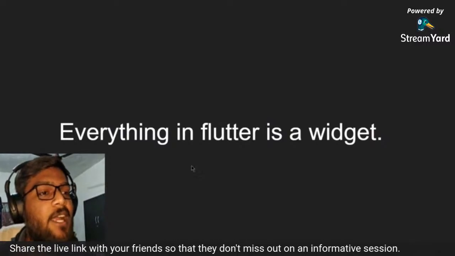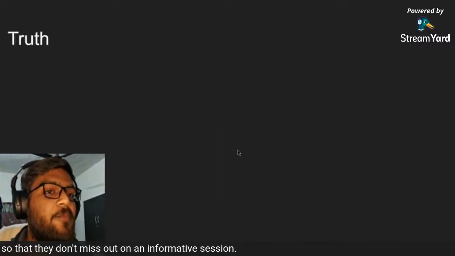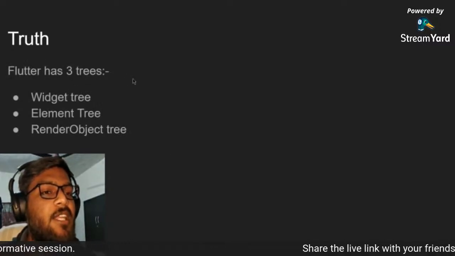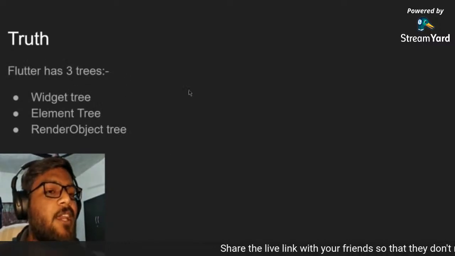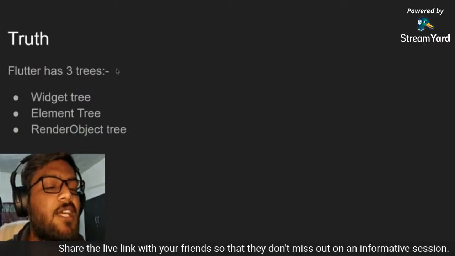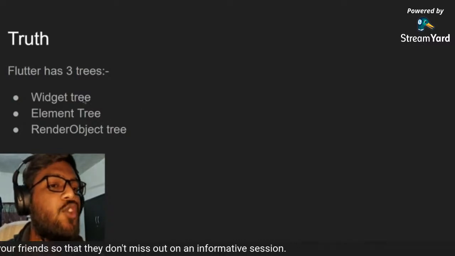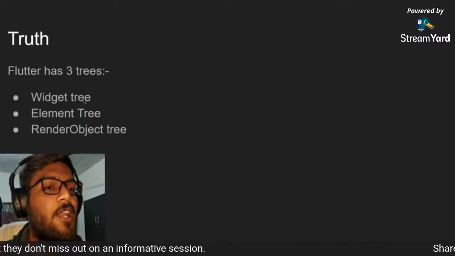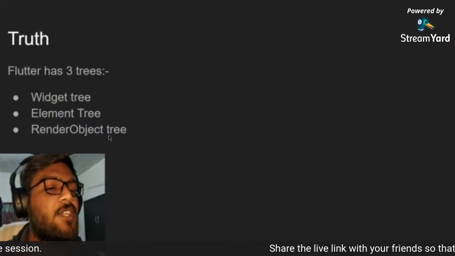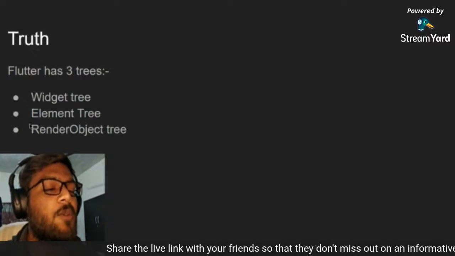Many people say that in Flutter everything is a widget, but is it true or not? So let's see. The truth is that Flutter generally has three trees which are there when we are running or displaying our app. The first one is the widget tree, which is created through all the widgets for which we have done the coding. Next is the element tree, which contains all the elements. There are particular elements for each of the widgets which we are creating. And the third one is the render object tree.